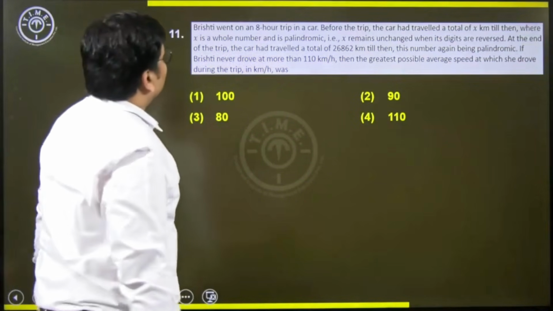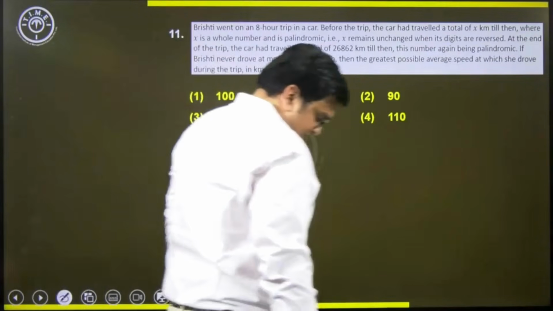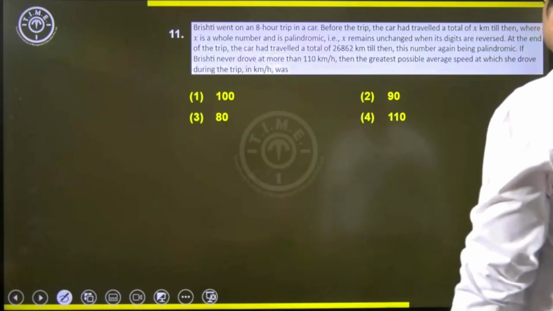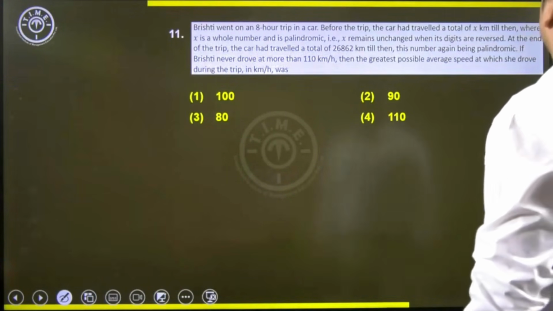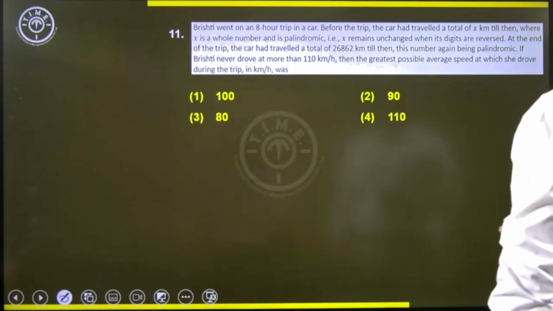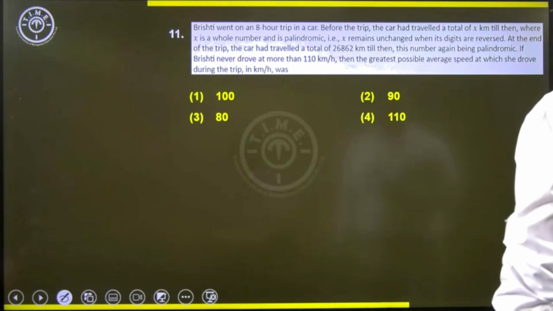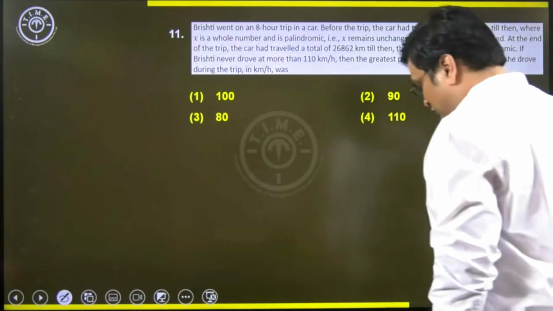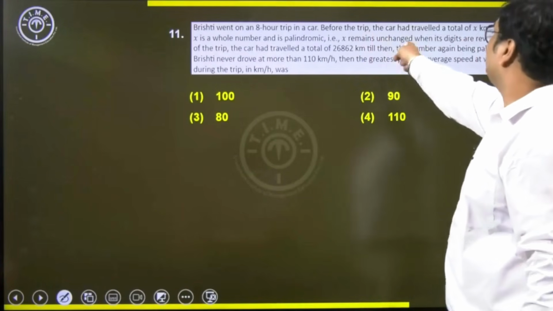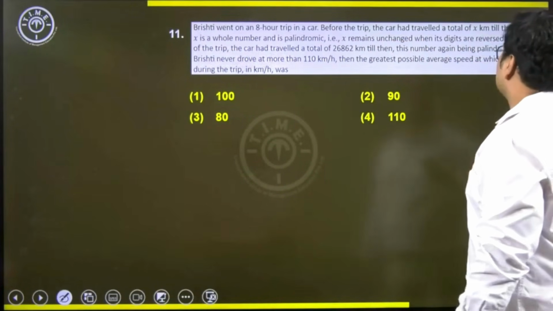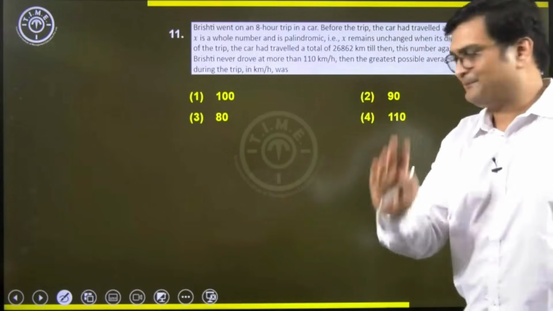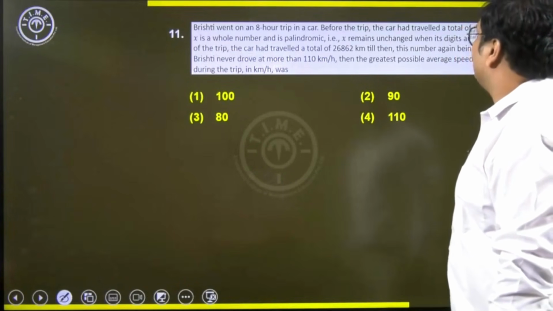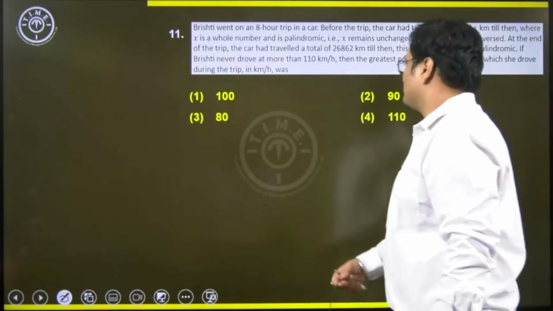Brishti went on an 8-hour trip in a car. It's an 8-hour long trip, so the duration of the trip is given. Before the trip, the car had travelled a total of x kilometers till then, where x is a whole number and is palindromic. So, what do you mean by palindromic? It means x remains unchanged when its digits are reversed. Something like 121. At the end of the trip, the car had travelled a total of 26862.